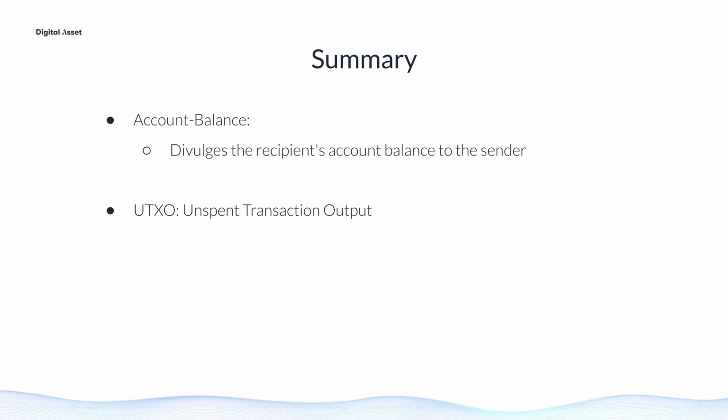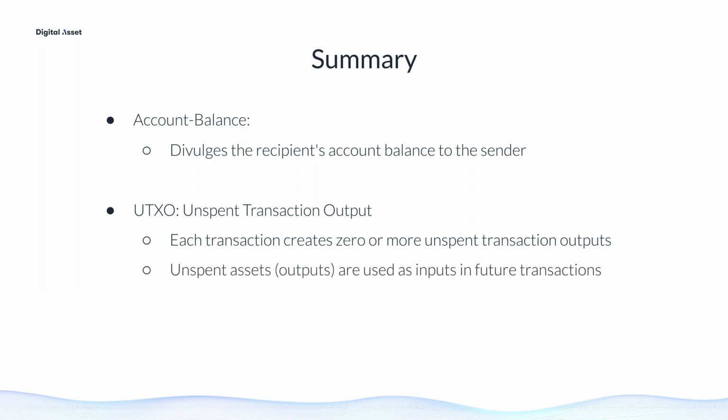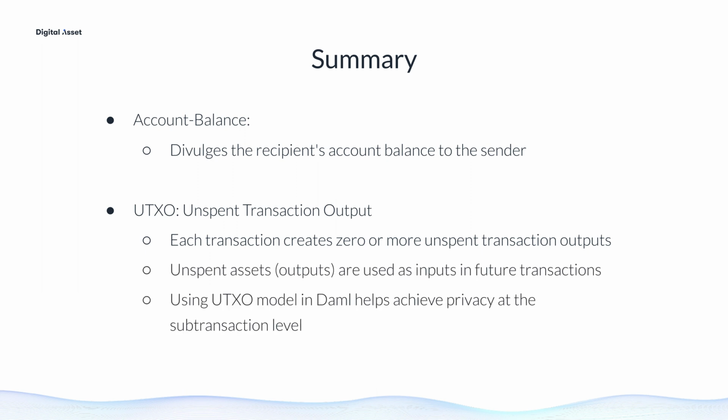In the UTXO model, each transaction creates 0 or more unspent transaction outputs that can subsequently serve as inputs in future transactions. In DAML, UTXO is used to represent assets as a discrete set of contracts that, when combined, constitute the account balance, rather than a single contract representing the account balance. For illustration, this concept is often likened to a physical wallet containing paper bills. The UTXO model helps to achieve privacy at the subtransaction level and improves performance of DAML applications in terms of business transactions throughput.